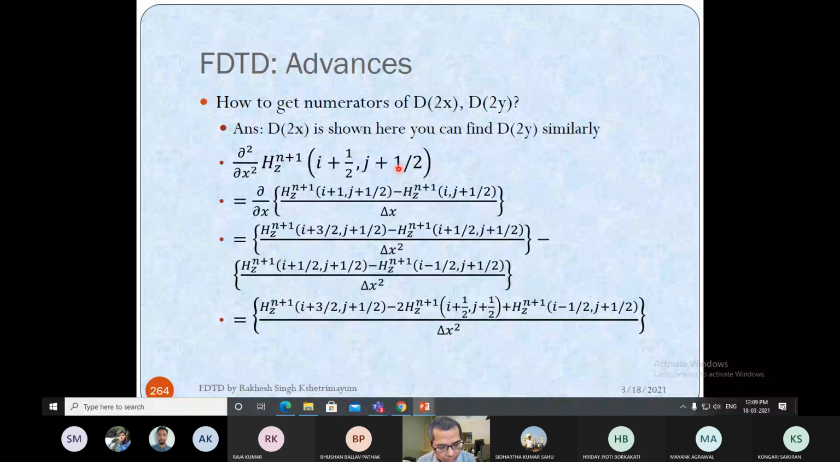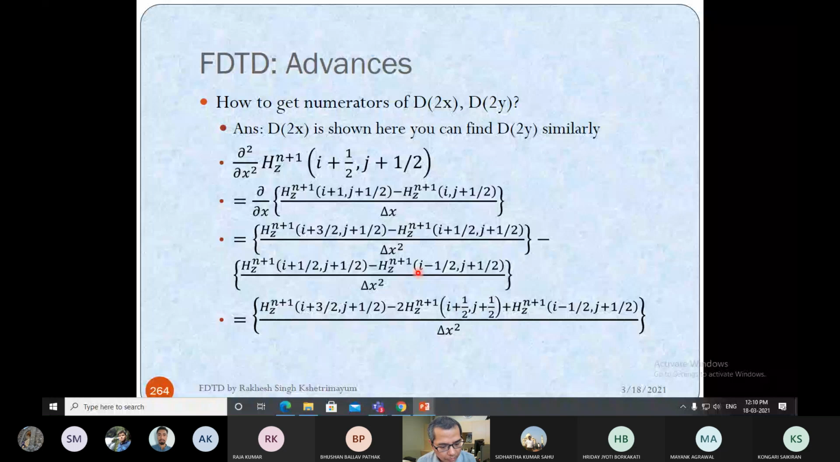Then you again do the differentiation of this one, double differentiation, no? Del by del x of this whole term here. So you do the differentiation of this first term and second term here. First term, when you differentiate it, what do you get? Iz at the same time instant, but now the space location is changed because we are doing differentiation again with respect to x. So i plus 3 by 2 minus i plus half here. Again, you do the differentiation of this, which will become i plus half, i minus half. You combine all this, there are 4 terms here.